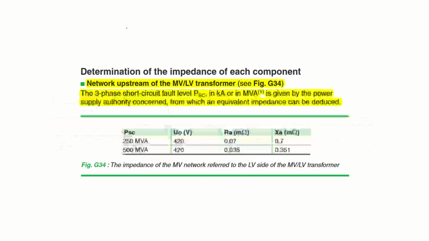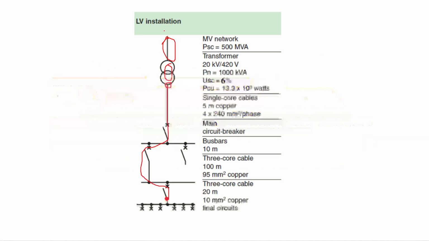So to do that, we'll start with this part, figure G34. Figure G34 will give us RA and XA, which are the equivalent circuit of the medium voltage upstream network. So the upstream network is this part right here.